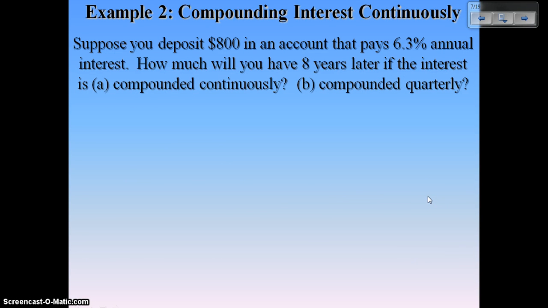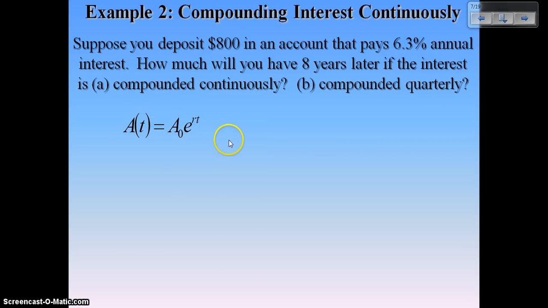All right, some examples. Compound interest continuously. Suppose you have $800 at 6.3% interest, and you're going to invest it for 8 years. What is going to be the price difference between a compound continuously situation versus one compounded quarterly? Well, let's see. First of all, compound continuously, we have this. If you want to use a P there, so it's PERT, that's fine if that makes you more comfortable.